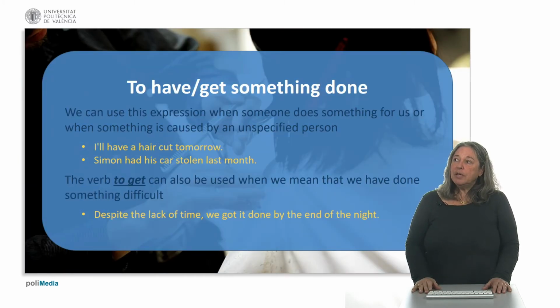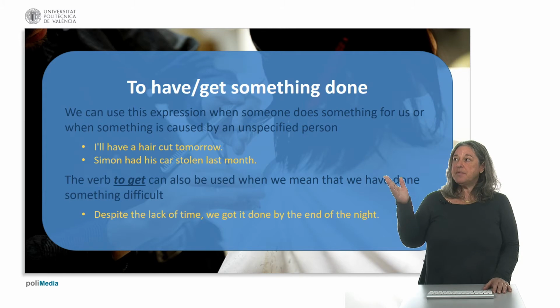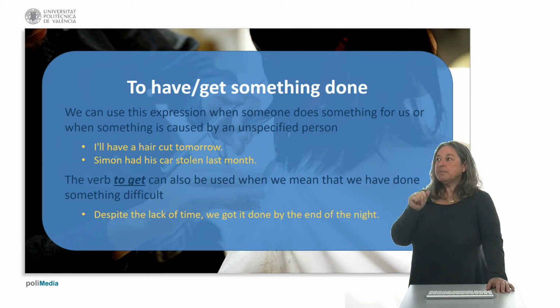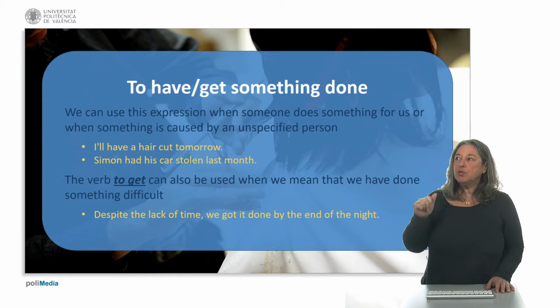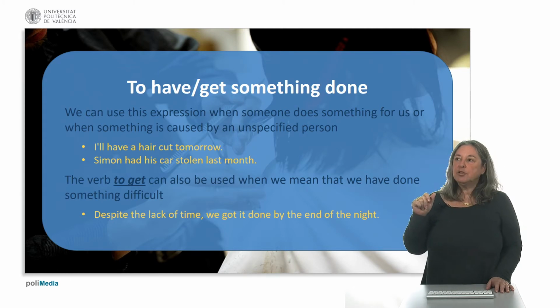We can use the expression to have or to get something done when somebody does something for us, or when something is caused by an unspecified person. For example, I'll have a haircut tomorrow. Okay, somebody is going to cut my hair for me. Simon had his car stolen last month.